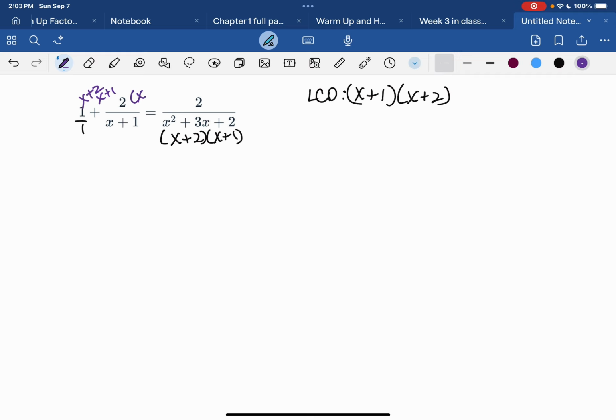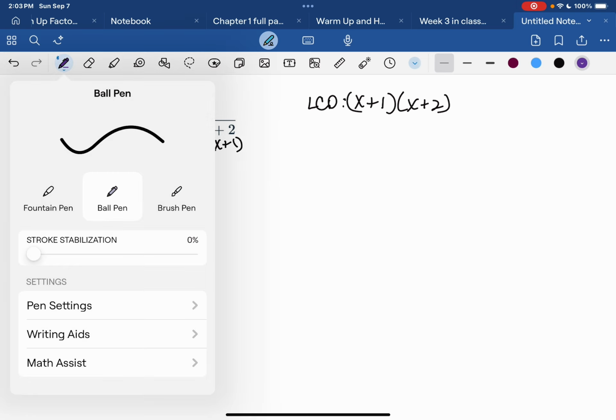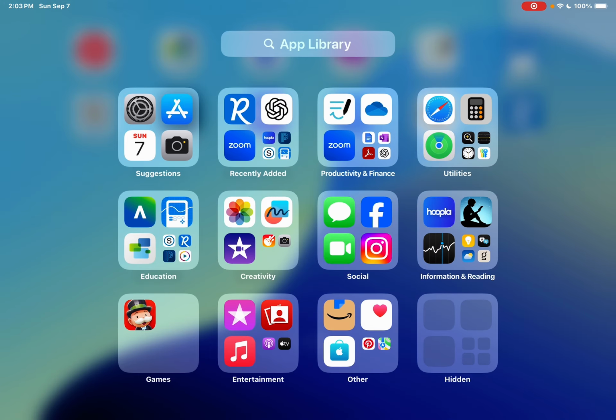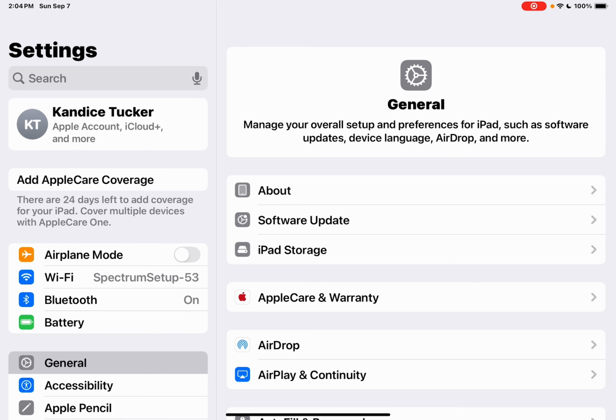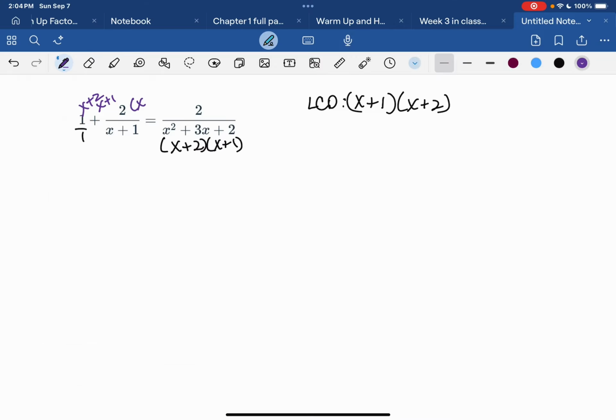I've lost my connection. It just stopped working. Did it die? Seriously? I wish I could pause this. Sorry, let me go to my settings. Check on my pencil, which is connected. Okay, let's go back. Now it's working again.